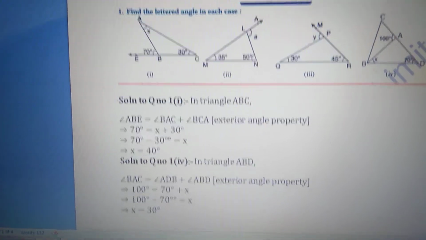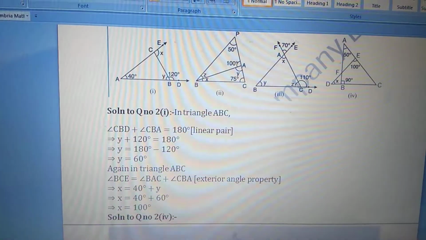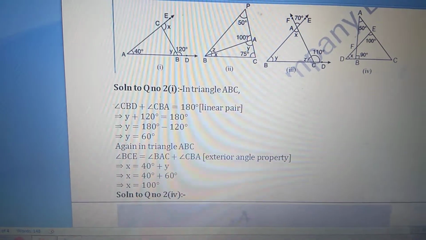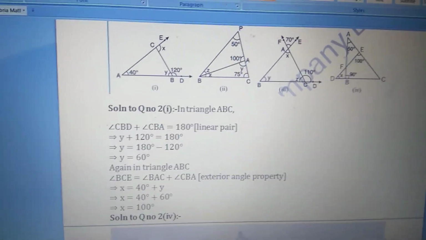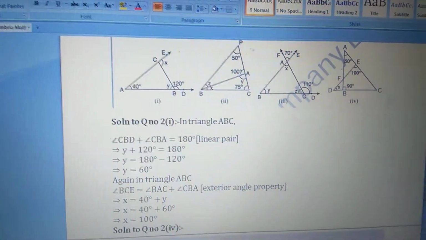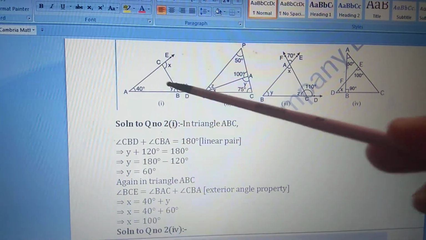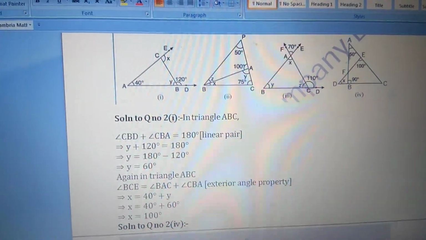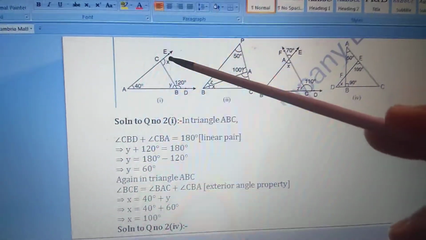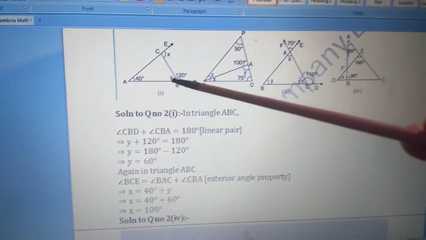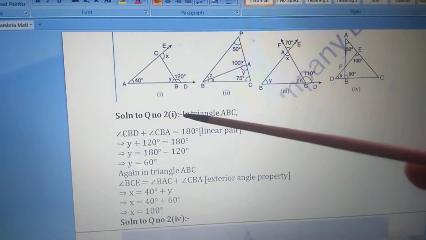Now I am moving to question number 2. In question number 2, more than one alphabet is used, and we have to find all the alphabets. In part 1 you see X and Y. X is an exterior angle but Y is an interior angle. According to alphabet rule, we first need to find X then Y, but it is not possible. So we will find Y first.